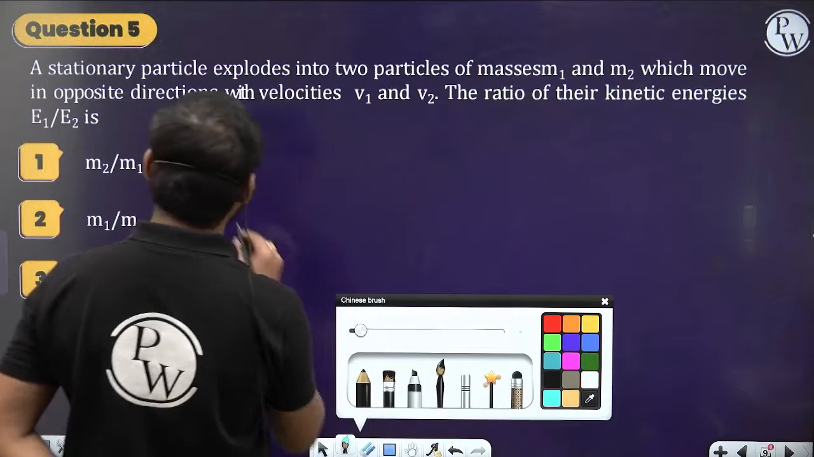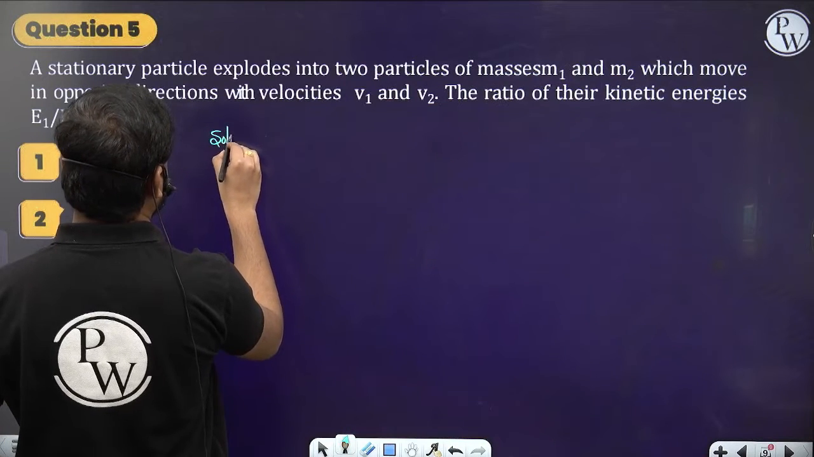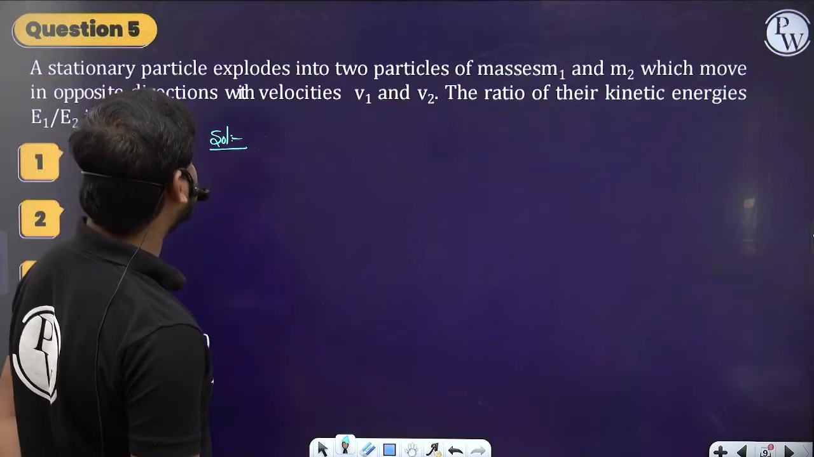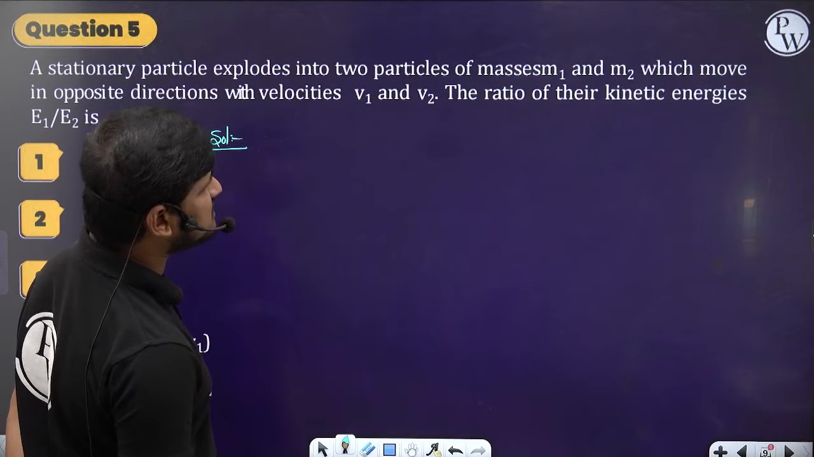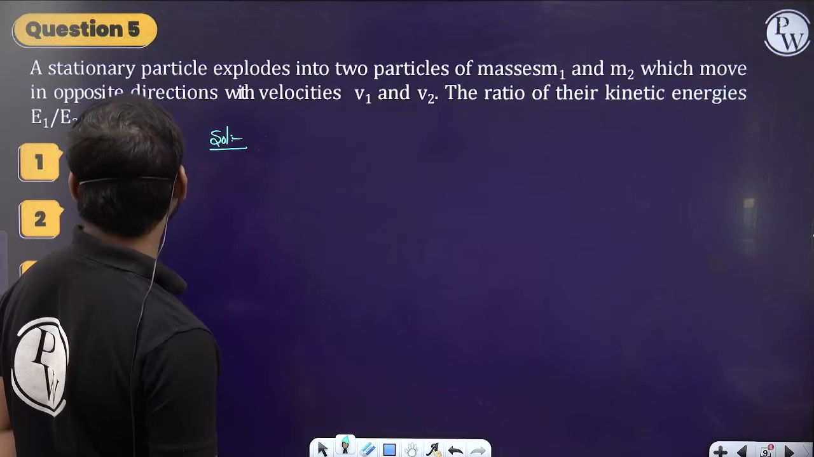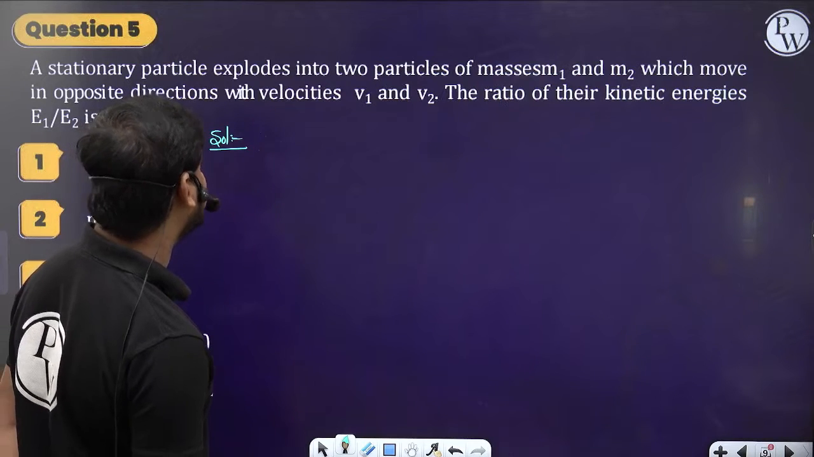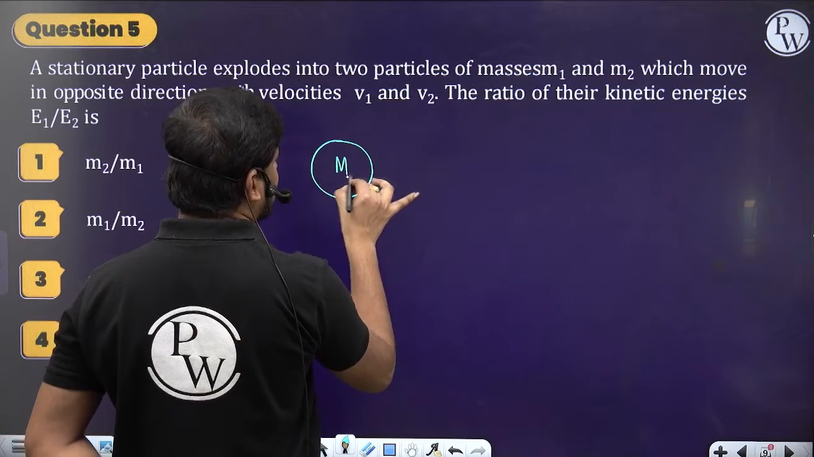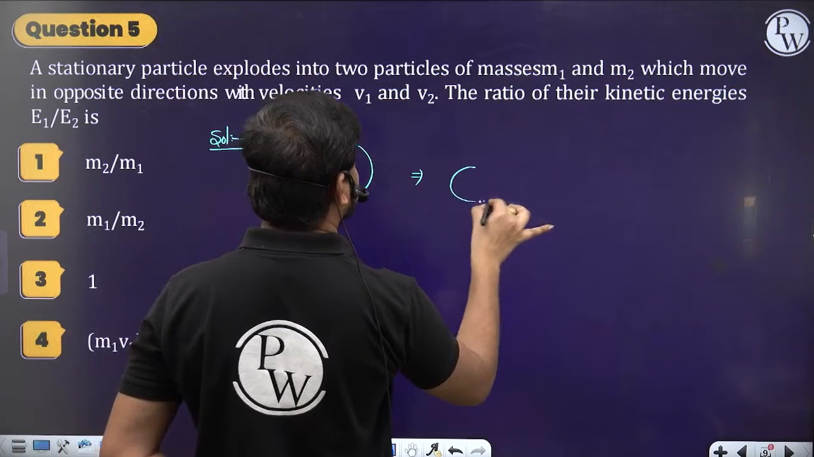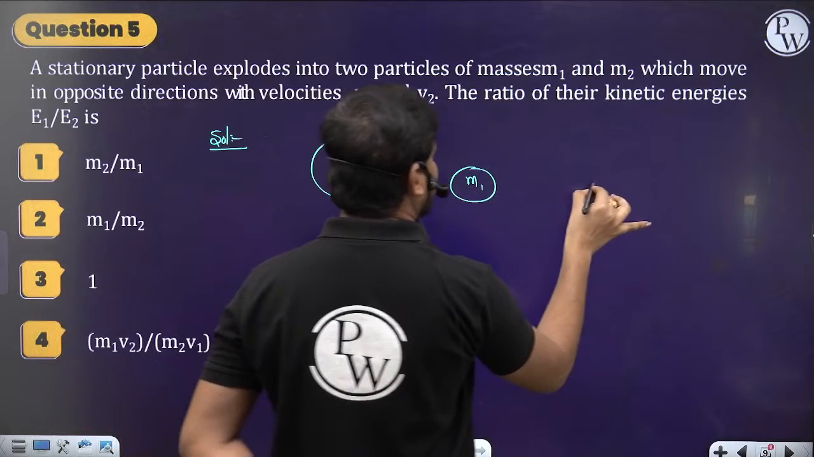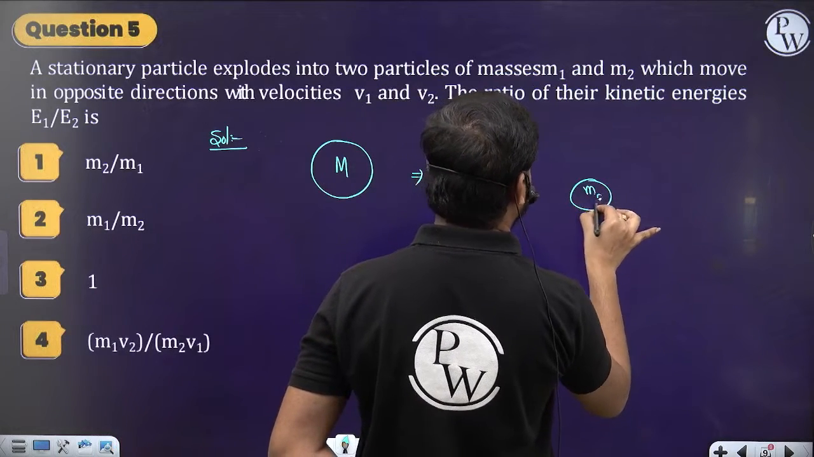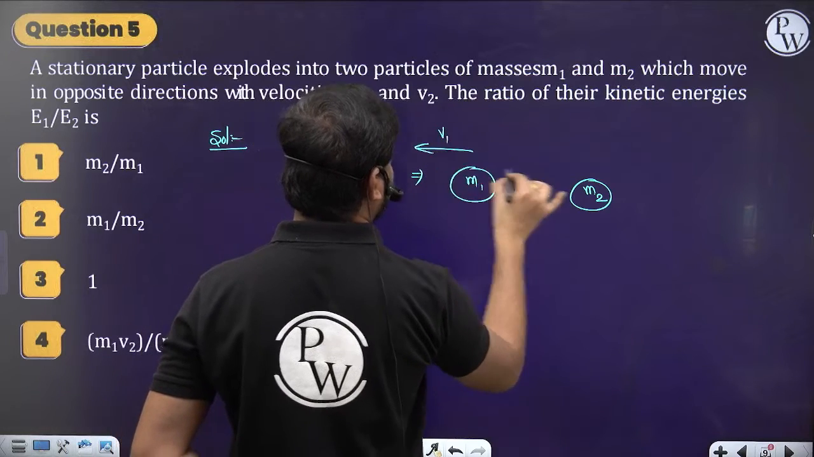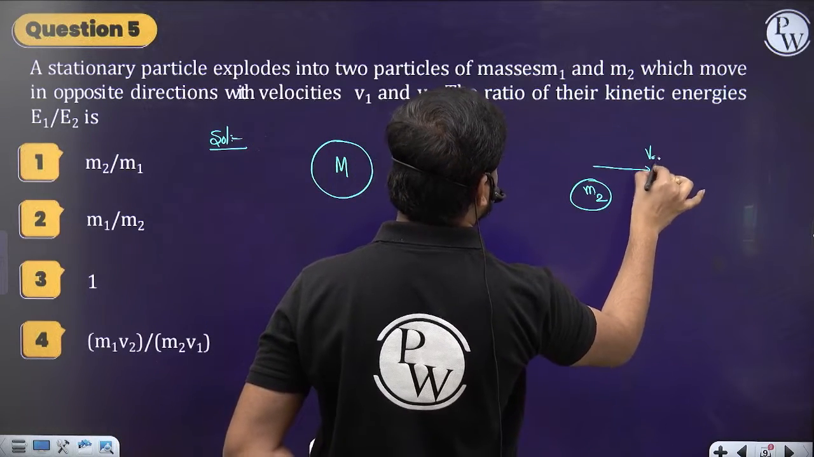So what does the question say? A stationary particle explodes into two particles of masses m1 and m2, which move in opposite directions with velocities v1 and v2. So there is a stationary particle of mass M. It explodes into two particles of mass m1 and m2, and they move in opposite directions. Let's suppose this one is moving with some velocity v1, and this one moves with some velocity v2.